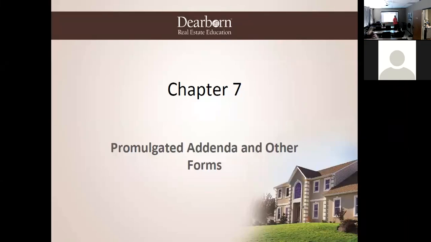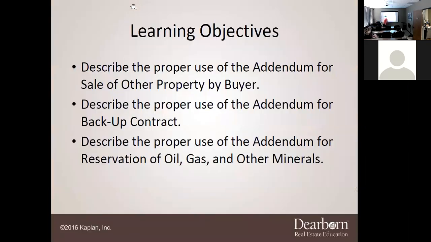Now we're going to get started. All right, so we're going to go over chapter 7, promulgated addenda and other forms. So this is basically going to be everything else that's promulgated by TREC that are not these six contracts we talked about.